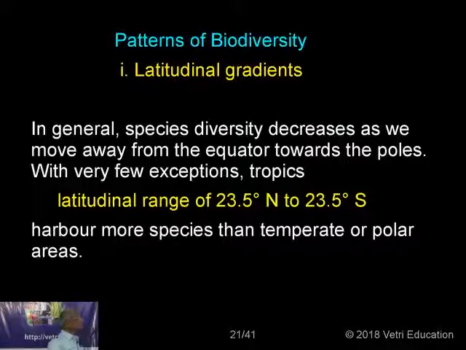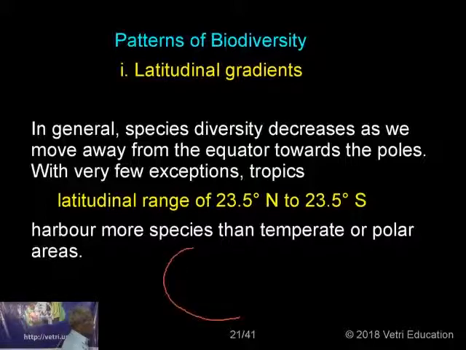What is a latitudinal gradient? In general, species diversity decreases as we move away from the equator towards the poles. It's only a general statement. You can't take it in its full sense.